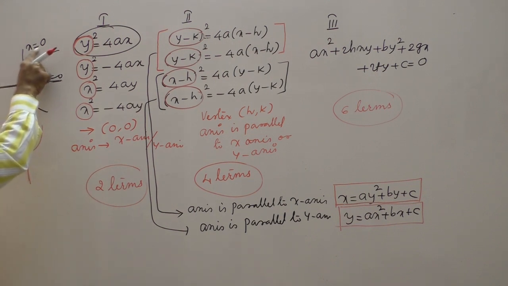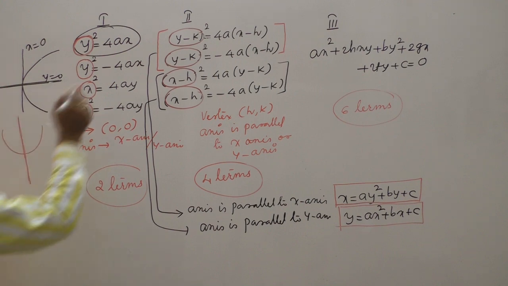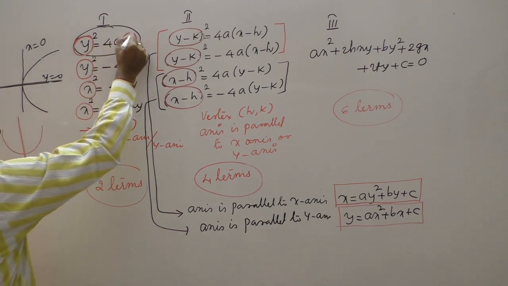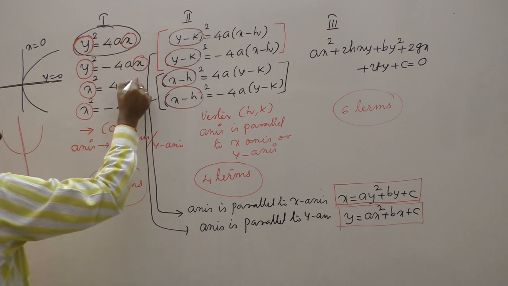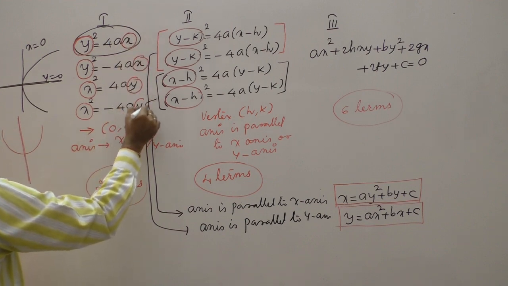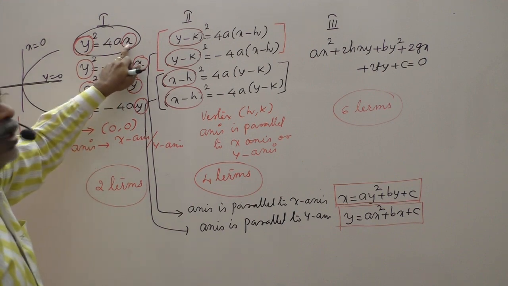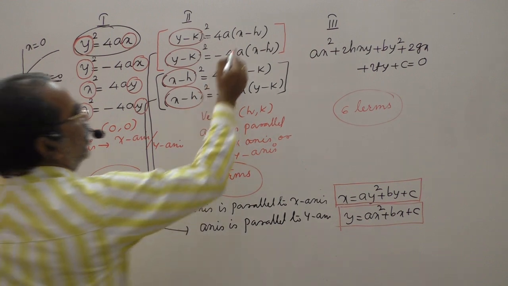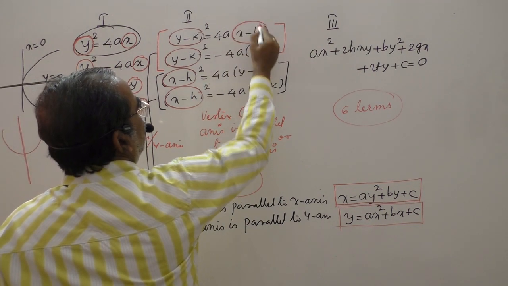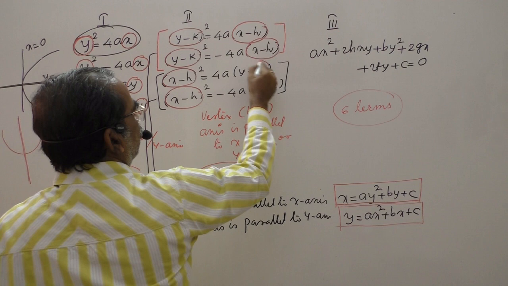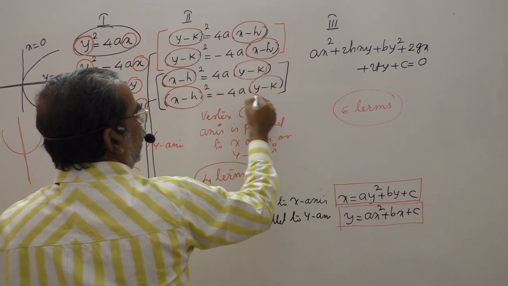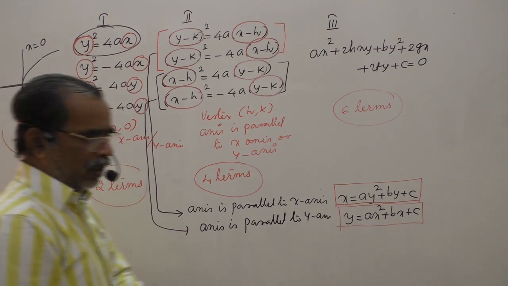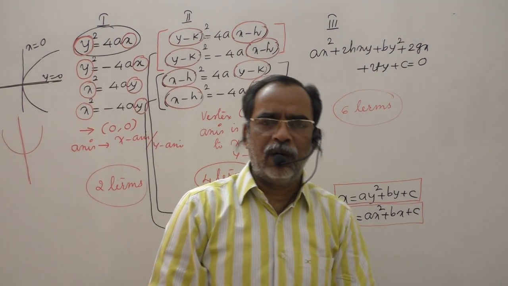And what is the tangent at the vertex? X equal to 0 here. So this first degree term is there, no? This will represent the tangent at the vertex. This one, 4ax equal to 0 implies x equal to 0. Here these are the equations of the tangent at the vertex. Their intersection is the vertex. So these are various forms of parabola.